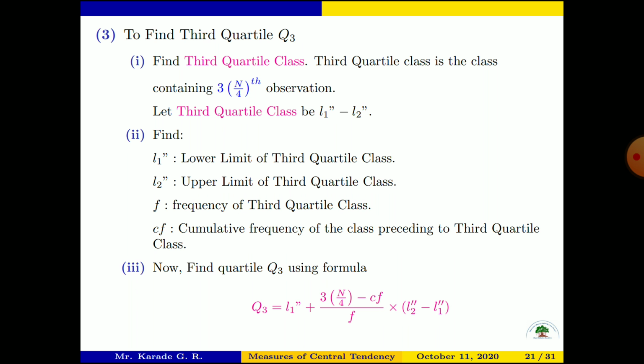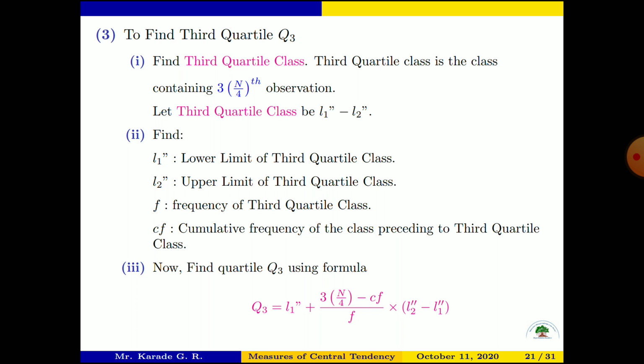In the same way, to find the third quartile Q3, we have to follow three steps. In the first step, find the third quartile class. The third quartile class is the class containing the 3 times N by 4th observation. The class in which the 3 times N by 4th observation lies is our third quartile class.